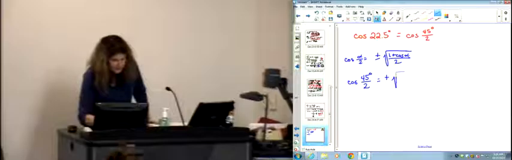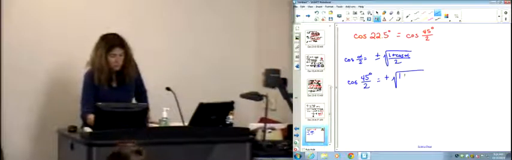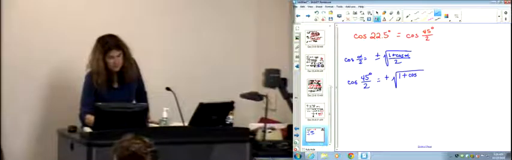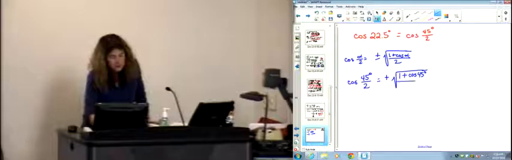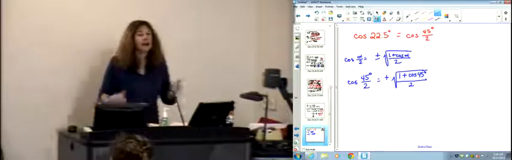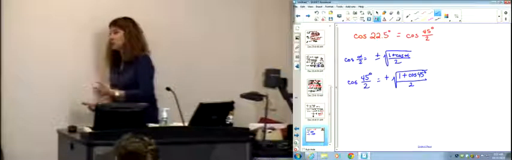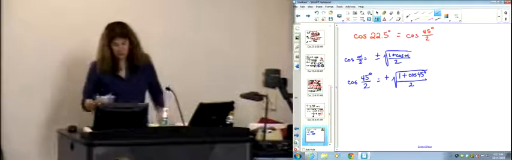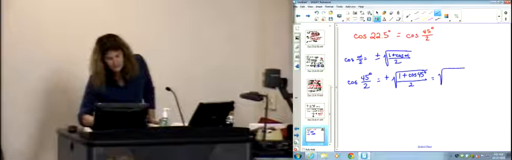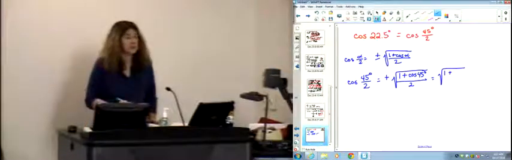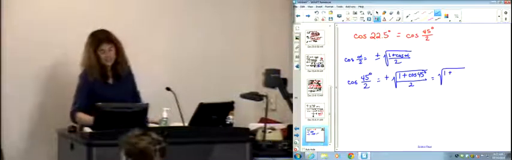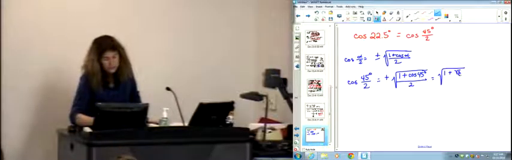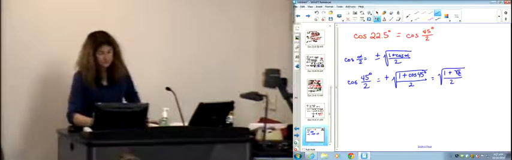So we're going to have the positive square root of 1 plus the cosine of what? Yeah, just the 45 degrees. Cosine of 45 degrees is what goes in the formula. After all, I want something in my formula that I know something about. I want to use something in the formula that I'm familiar with here. So I've got the square root of 1 plus, what's the cosine of 45 degrees? Square root of 2 over 2, all over 2.